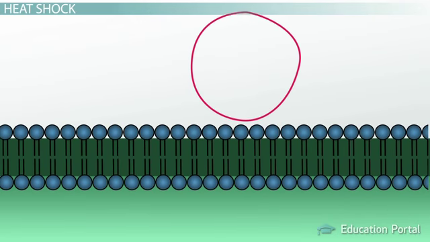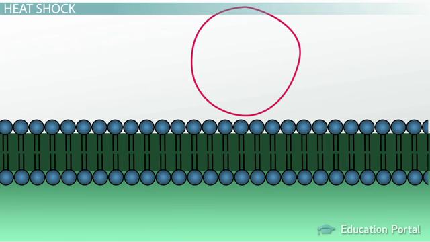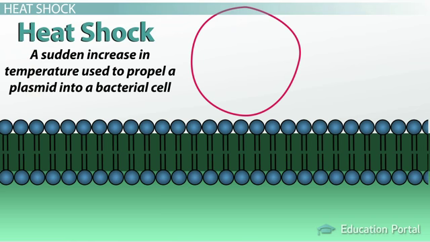Well, getting the DNA plasmid near the cell membrane is just half the story. Somehow, we need to move the plasmid into the cell. Scientists determined that a sudden increase in temperature could propel a plasmid into a bacterial cell. This treatment is called a heat shock.